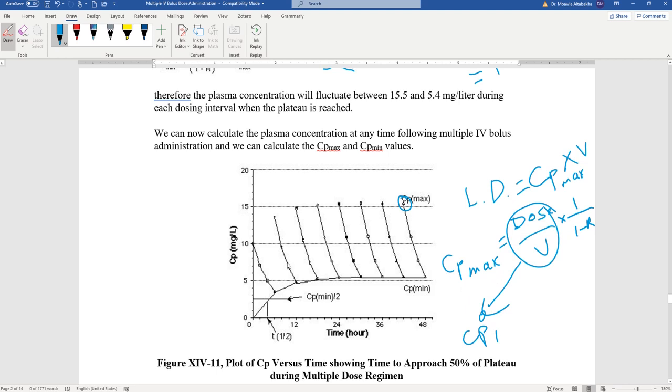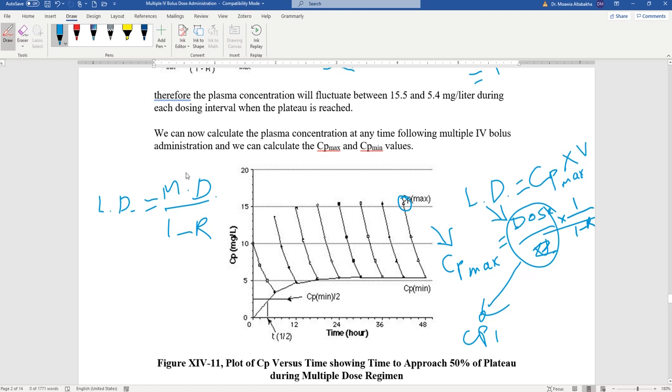Now look, if I multiply both sides by V, I multiply CP max by V and this by V. What do I get? The loading dose equals CP max multiplied by V. Here, dose over V multiplied by V gives just the dose, which is the maintenance dose. So the loading dose equals the maintenance dose divided by 1 minus R, so V goes. Now I know the relationship between the maintenance dose and the loading dose. Of course, the loading dose will always be more than the maintenance dose.